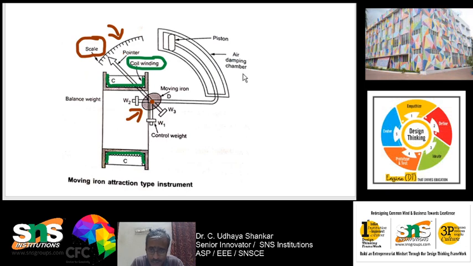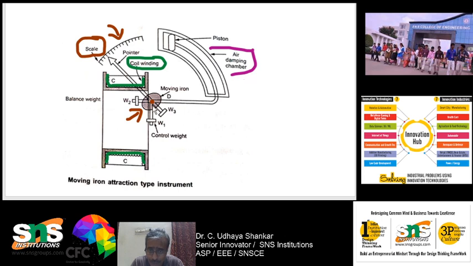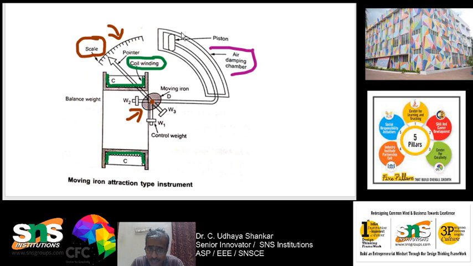And what is this actually? This is nothing but your air friction damping. Why are we using this damping? Because this pointer will be oscillating here and there before settling to a final value. If you use an air chamber, the spindle is attached to a piston, and this is an aluminum chamber with a piston. Whenever the pointer moves, the piston inside this air chamber will also be moving, and because of which there will be air friction.